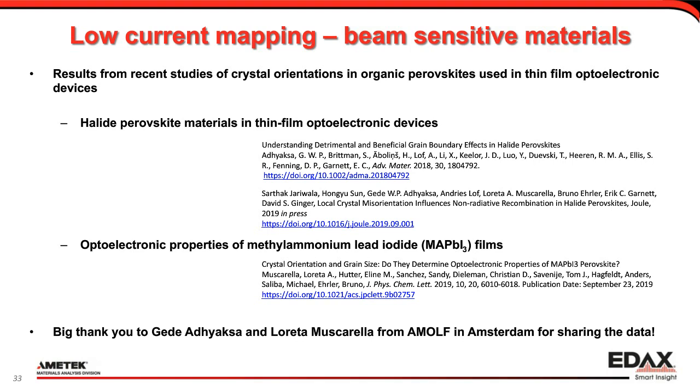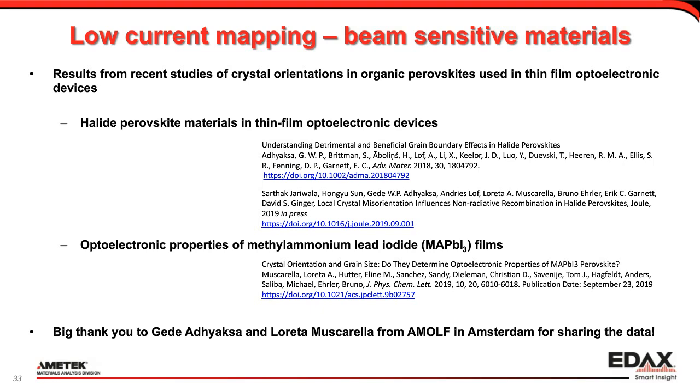These are organic perovskites, methylammonium iodide materials that are really very fragile, and they don't like the electron beam at all. So what can we do with materials like this?